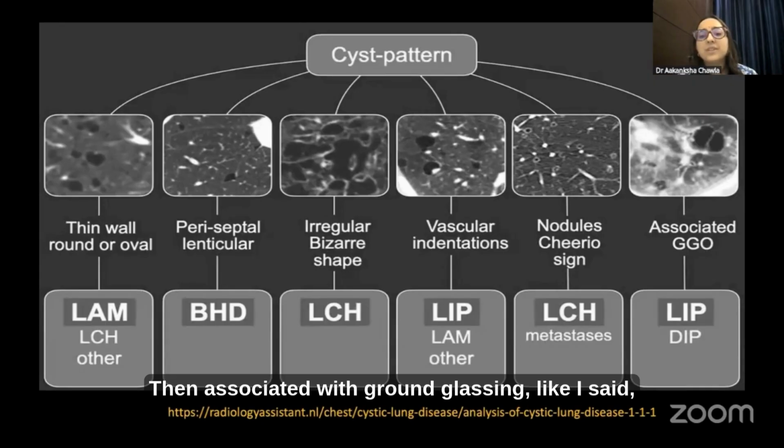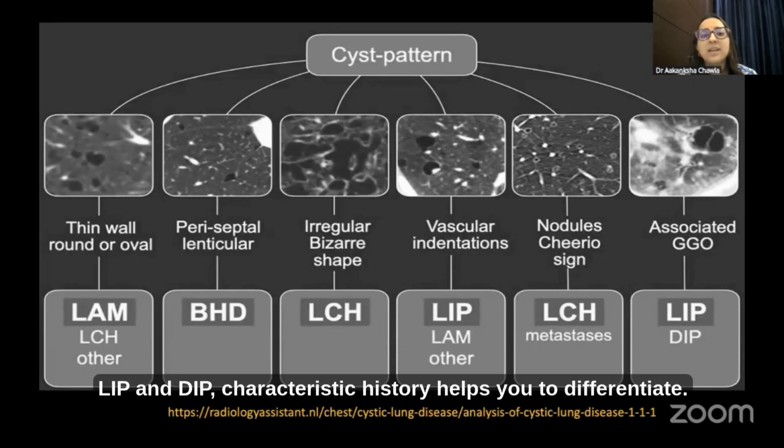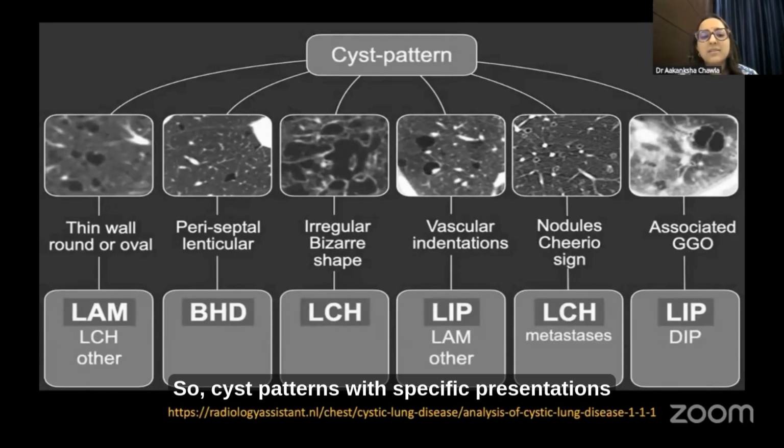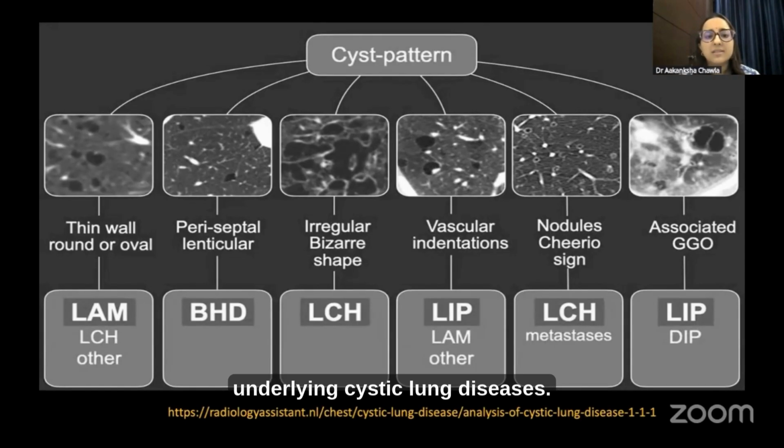Then associated with ground glassing, like I said, LIP and DIP. Characteristic history helps you to differentiate. So cyst patterns with specific presentations are also very characteristic for the underlying cystic lung diseases.